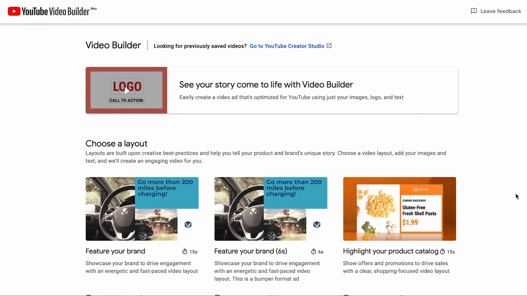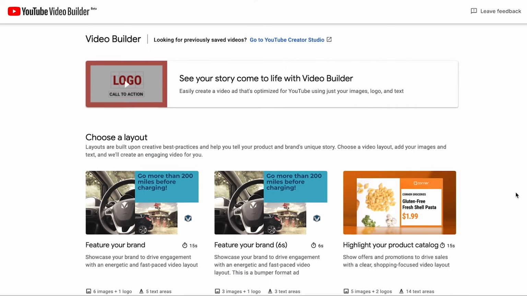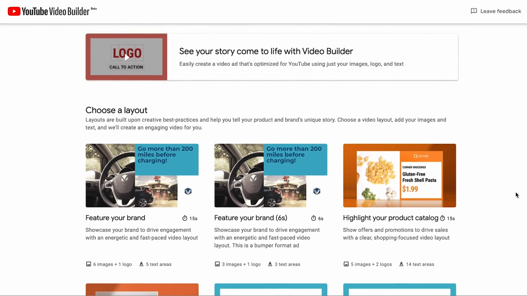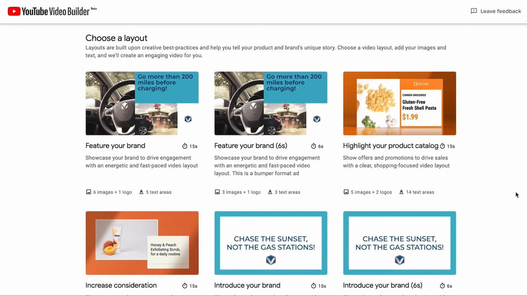So let me show you how the Video Builder exactly works. After you have been whitelisted, you will receive a link in your email, where you can click on the link and go directly to the tool. The moment that you open the tool, you will see this page. So you can see the Video Builder and the different layouts that you can choose, as you can see here.